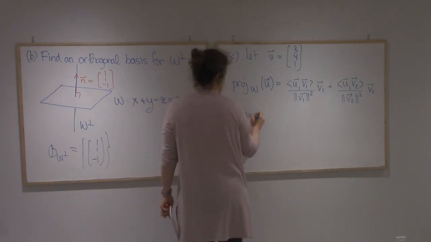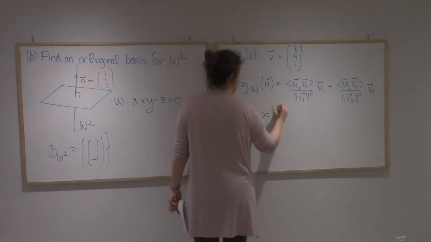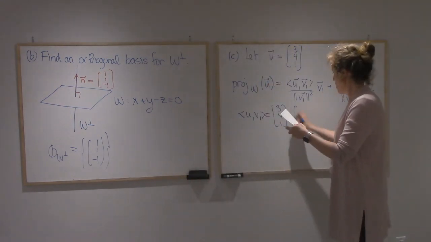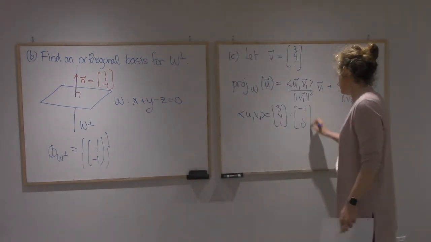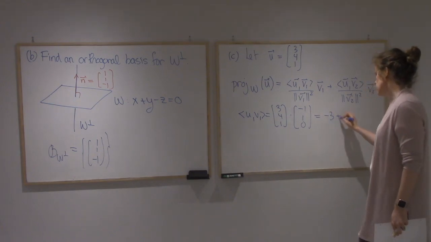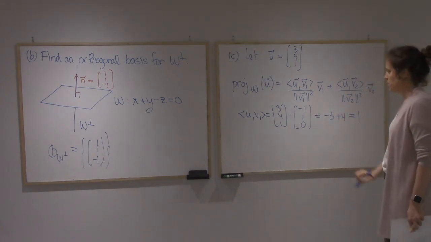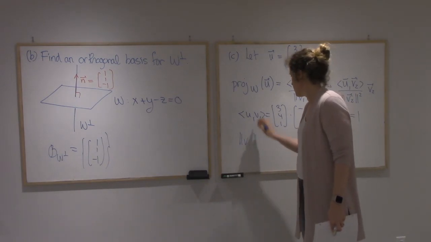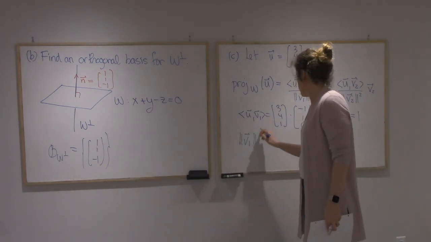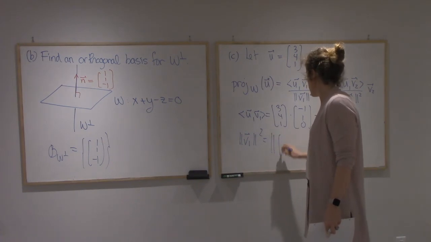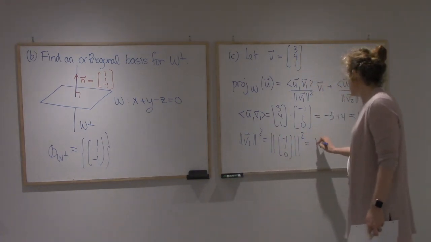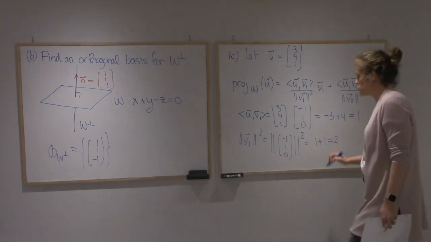So U dot V1, that's 3, 4, 1 dotted with minus 1, 1, 0. So I'm getting minus 3 plus 4, I'm getting 1. Alright, the length of V1 squared is the length of minus 1, 1, 0 squared. And so I'm getting 1 plus 1, I'm getting 2.